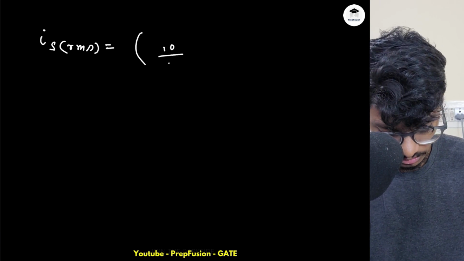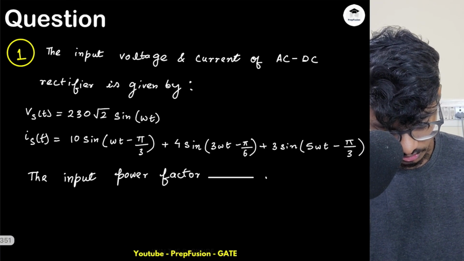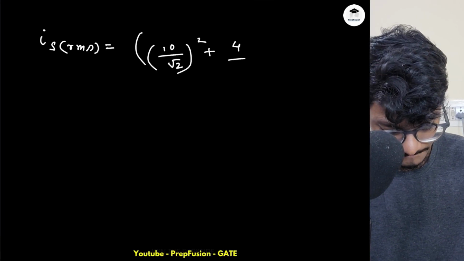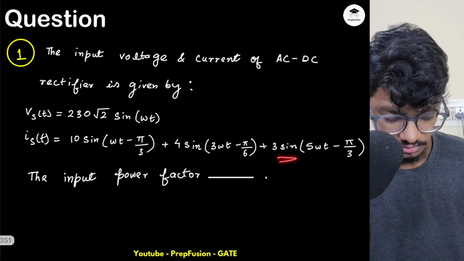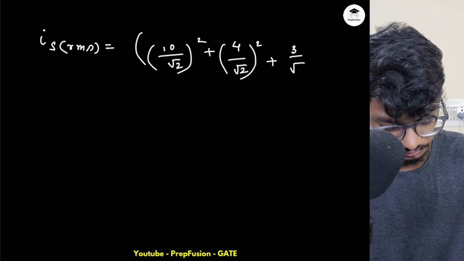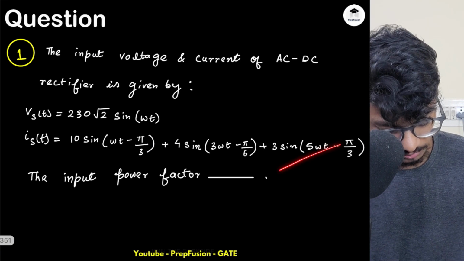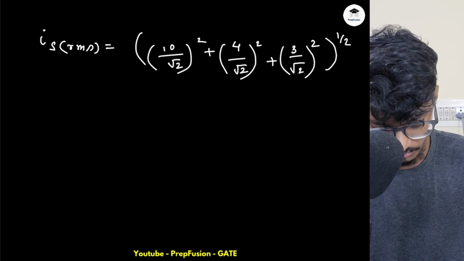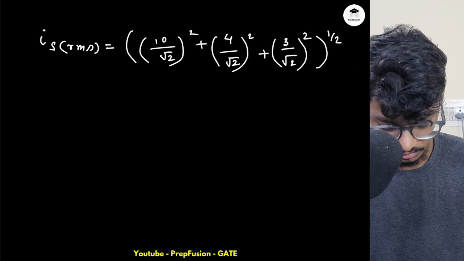So 10 by root 2 whole square, plus, it is not IS2, it is IS3, because it is a third multiple, 4 by root 2 whole square, plus IS5 RMS, which is 3 by root 2 whole square. All the components are finished, so I have to take the under root of this.